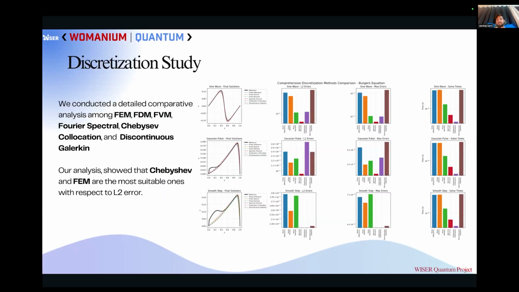Then we analyzed the different discretization methods because there are a lot of them: FDM, FEM, FVM, Fourier, discontinuous Galerkin. We did not know which one to approach, so our team members did a very deep analysis on the discretization methods, and here are those plots.